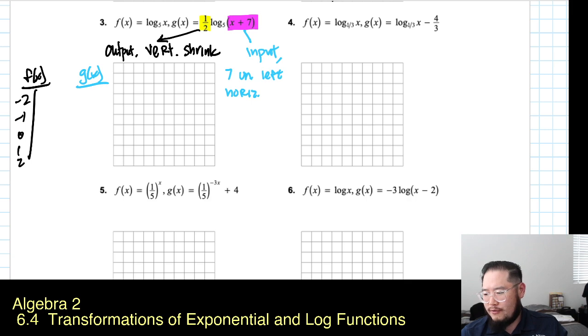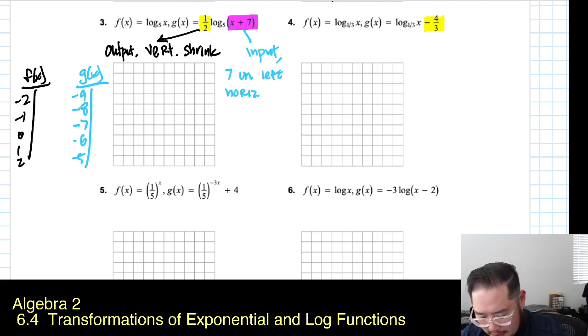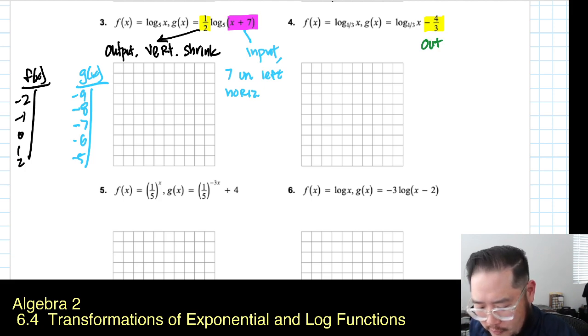Let's go down to number 4. We'll go to the main transformations here. What I see that's different from f of x to g of x is the negative 4/3 in the equation. So negative 4/3 right here, that could tell us that this is output once again. And if it's output, then it is a vertical transformation. It's going down 4/3 units. So it's not making too much of a move, but it is going downwards.